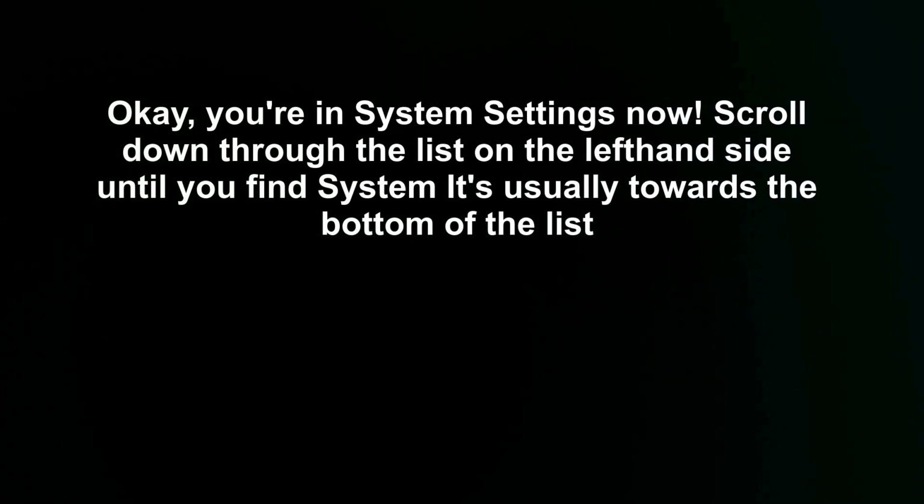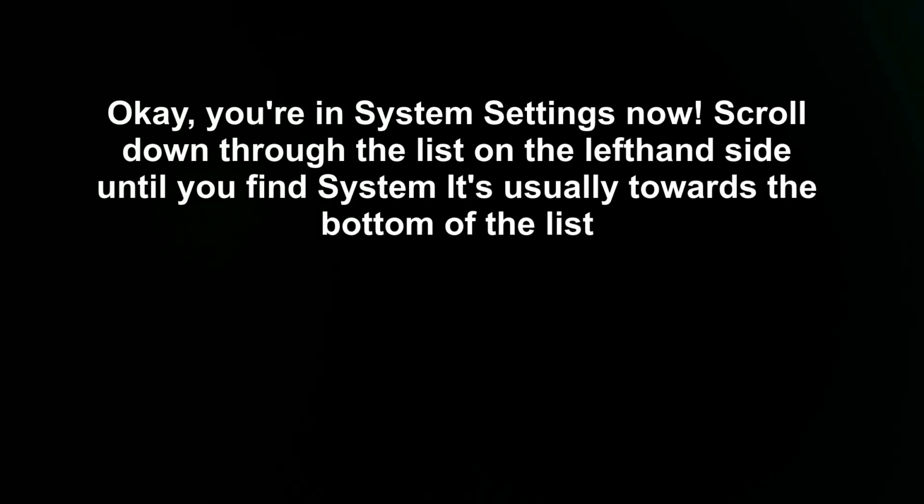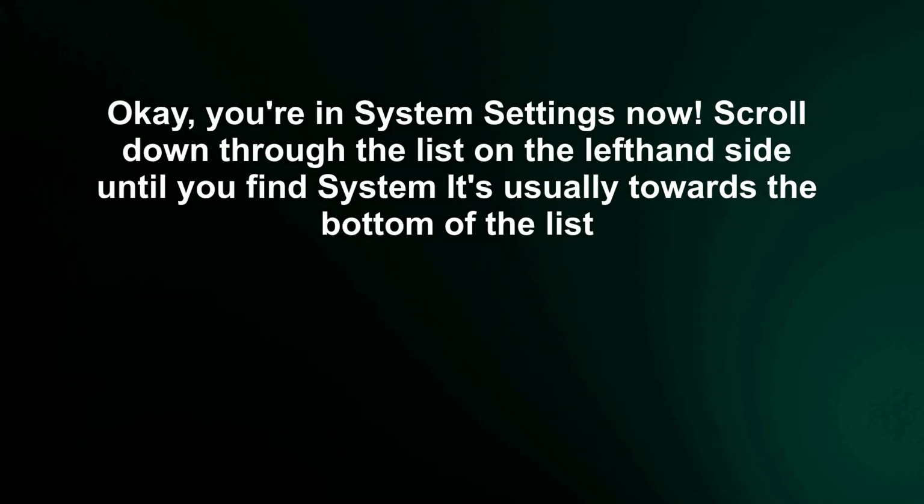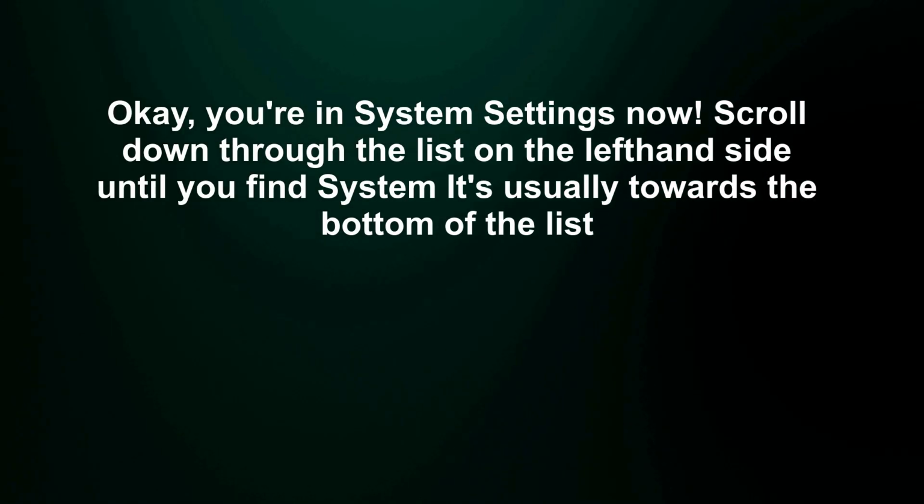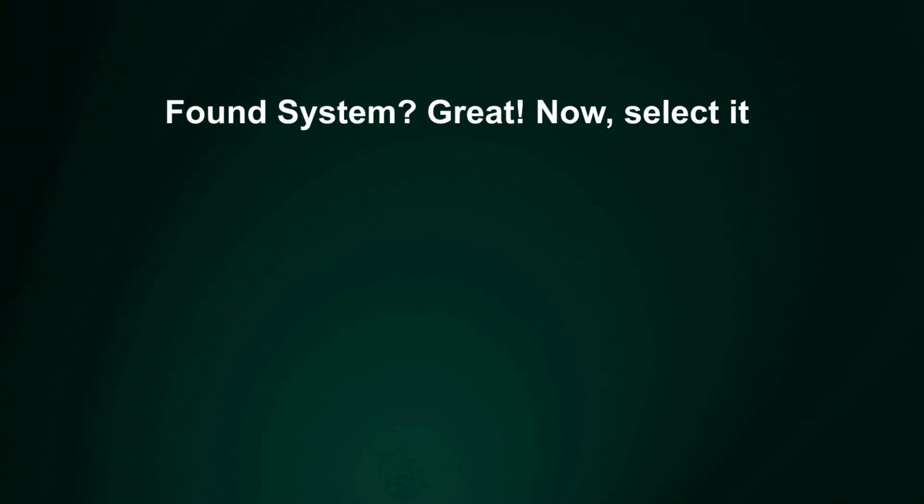Okay, you're in System Settings now. Scroll down through the list on the left-hand side until you find System. It's usually towards the bottom of the list. Found System. Great, now select it.